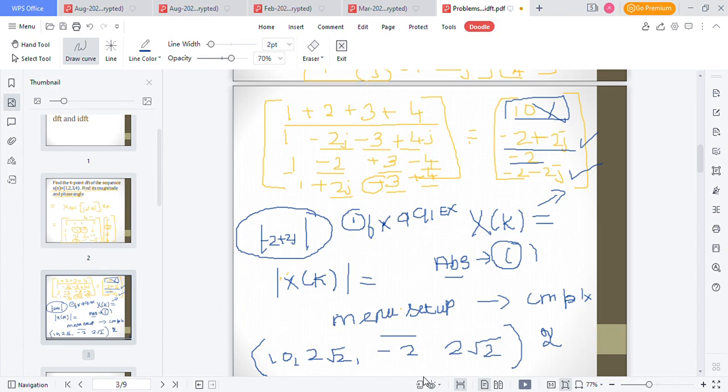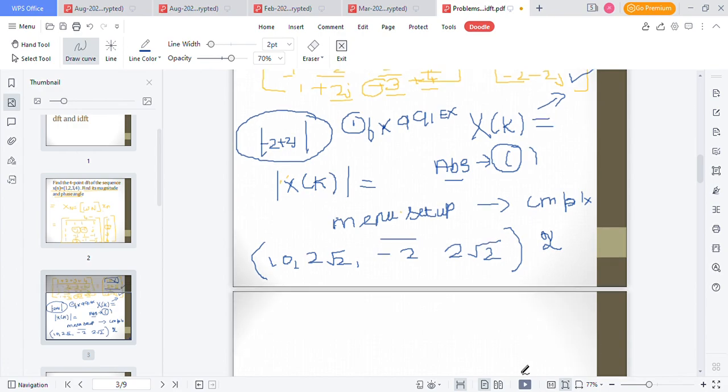Correct. Yes, it's correct. And now you need to find the angle, that is the phase angle. I'll just check with the phase angle and tell you. For the phase angle also there is a process in the calculator. So you have got 2 root 2, right? I've got 10, 2 root 2, minus 2 and 2 root 2. So what you're supposed to do is, once again take shift, and you're going to take the angle of that particular number.